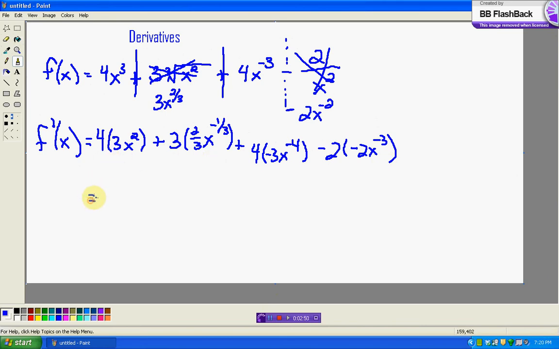Now we got to make this look a little nicer, so we multiply all our constants. We have 12x squared plus 2/3 times 3 is 2x to the -1/3 plus, I'll put it like this, -12x to the -4th plus 4x to the -3rd.